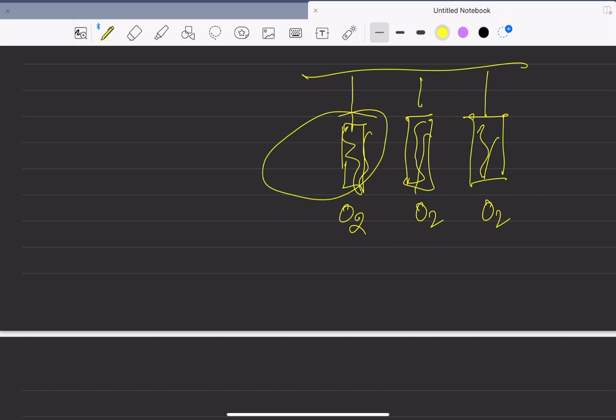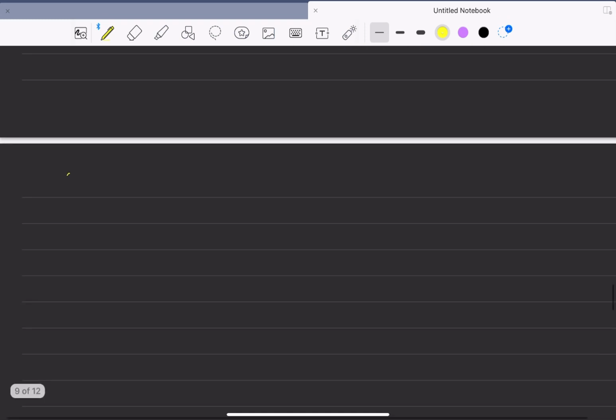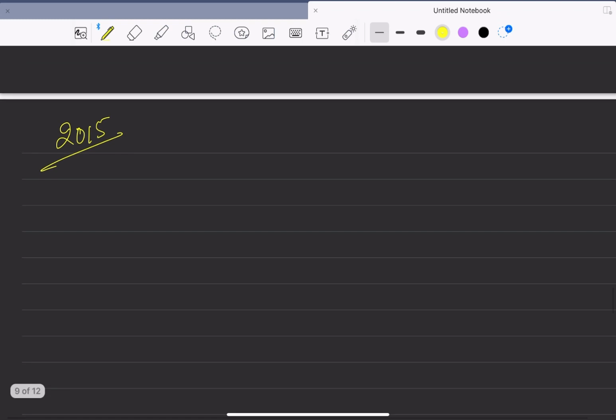So what do you have in 2015? Okay, so it is at the bottom. Select which is not the alloy of copper. So now again, I told you, you have to learn the composition of important alloys. So which is not an alloy of copper?